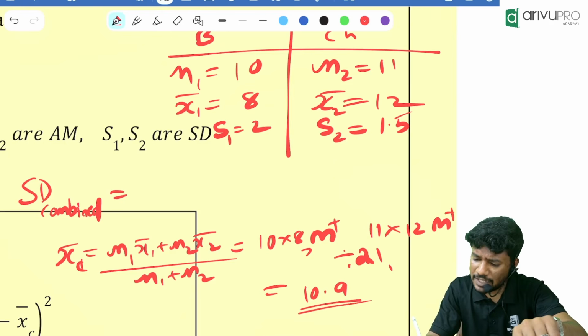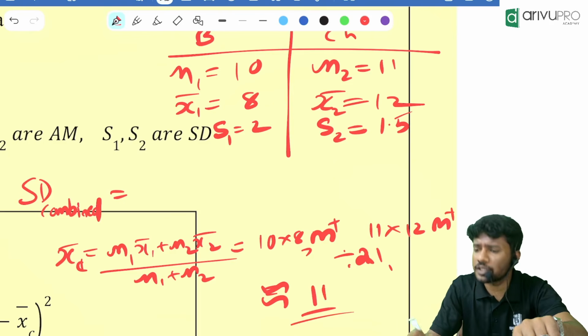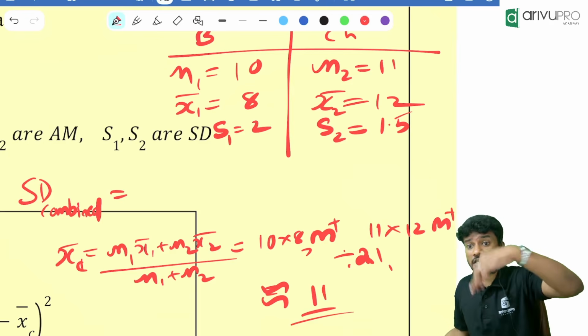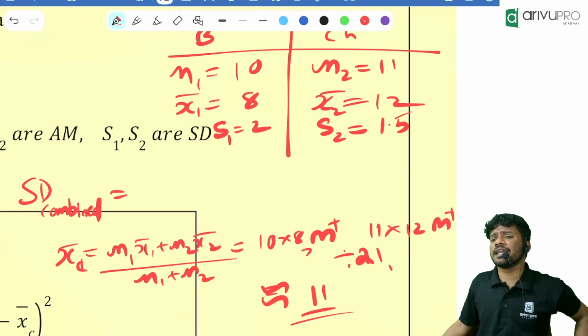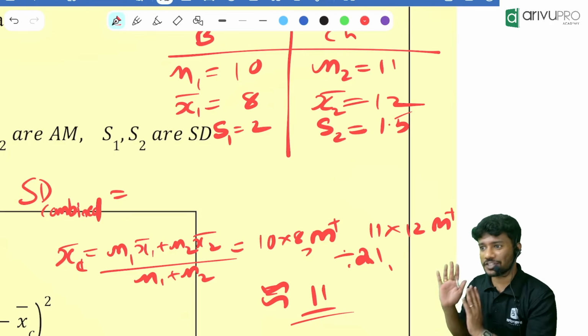10.095. Let it be 10.095, or I'll just approximate it to 11. Let it be 11. For our calculation part, if the options are very much different, we can go for this approximation. We are taking it to be 11. Whenever options are very close by, can you approximate to this? No. You need to use the same value.